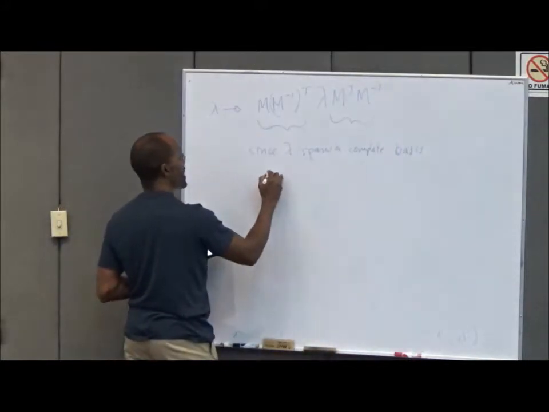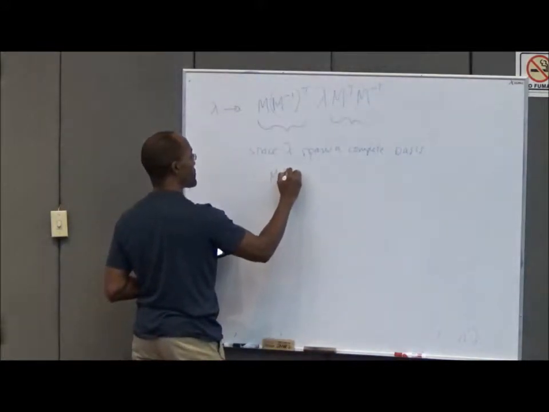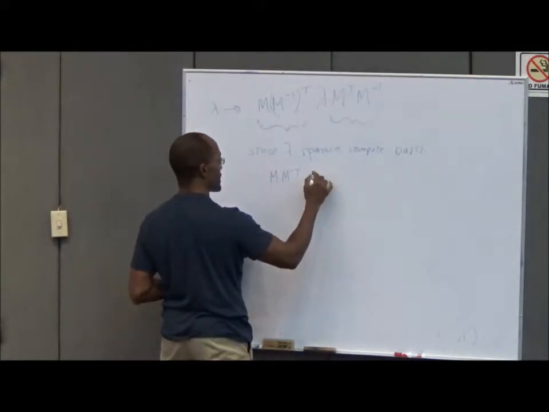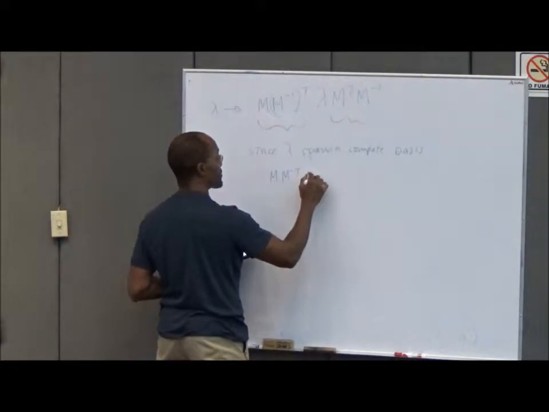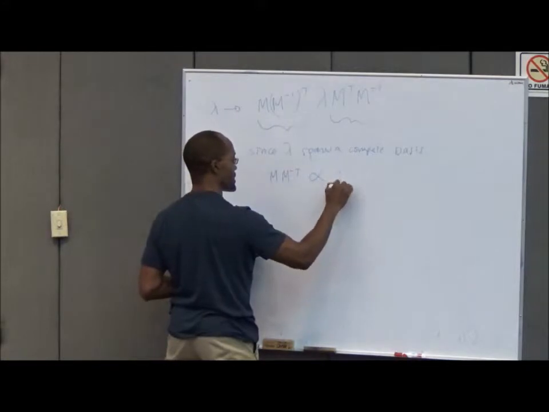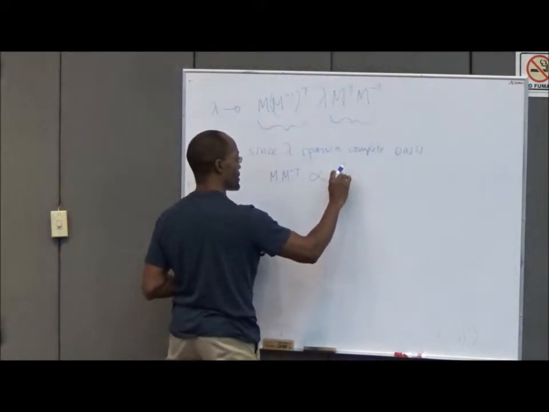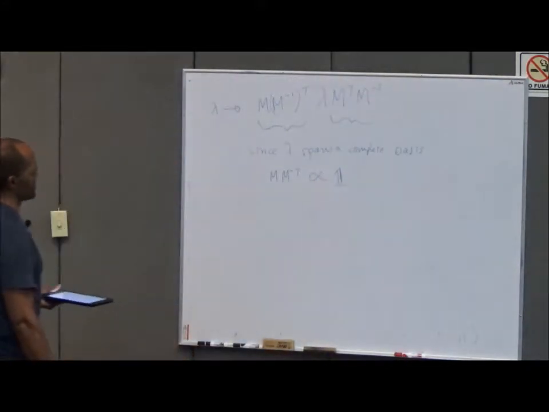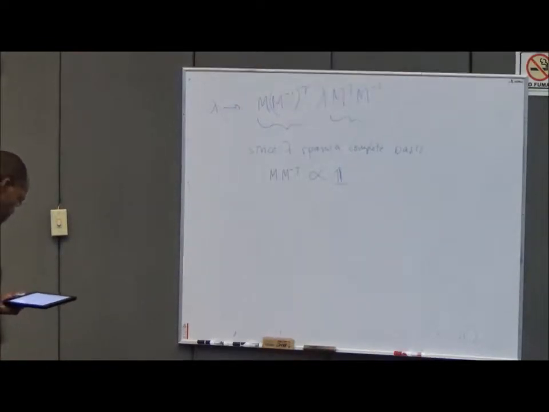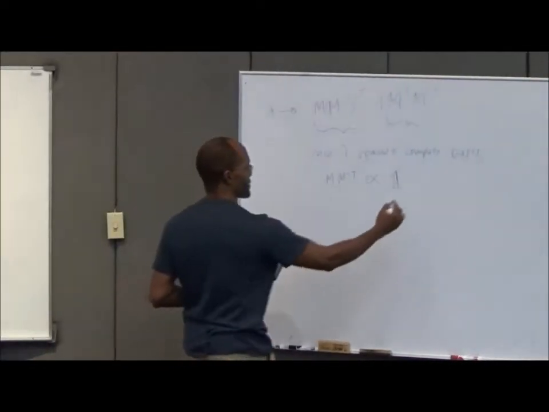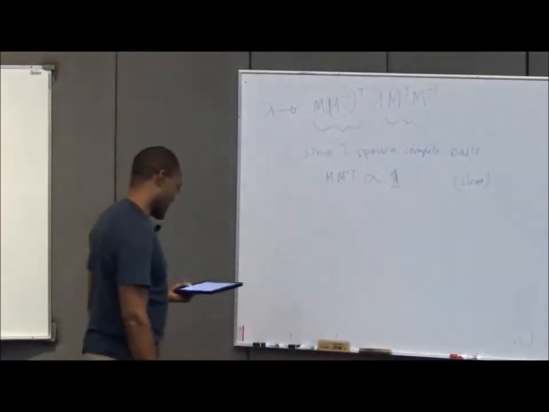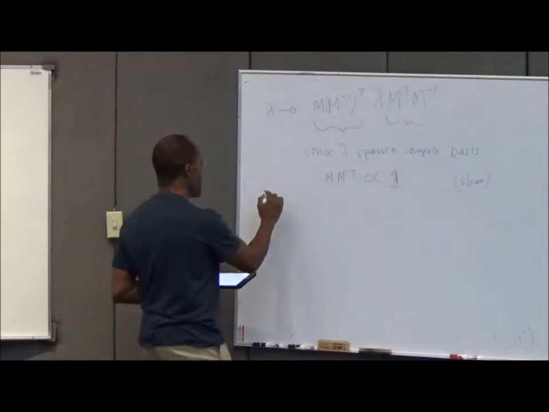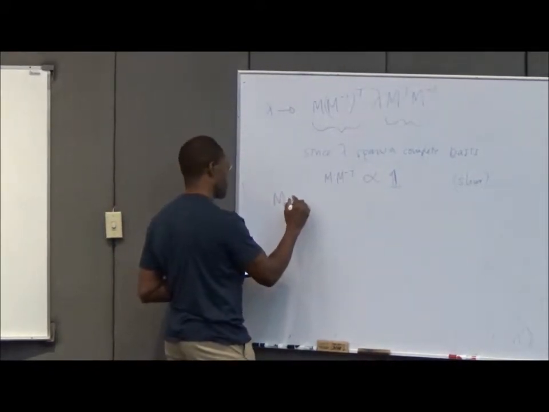What I should have is that M minus transpose is essentially, at best I could say, proportional to the identity. That's one or other of Schur's lemmas. I never remember which one. Okay, so I'll just say Schur. So that tells me that M is either symmetric or anti-symmetric.